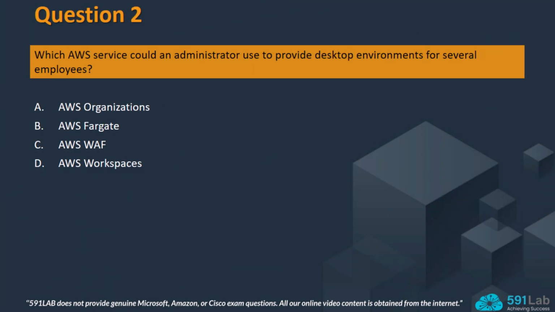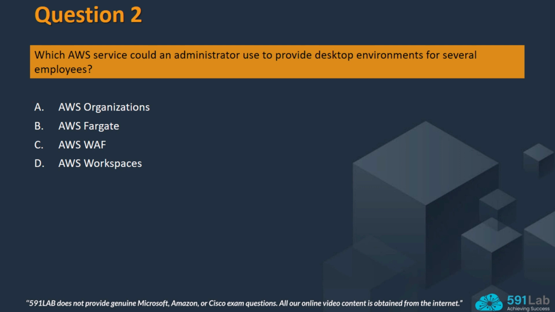Alright, so question number 2. Which AWS service could an administrator use to provide desktop environments for several employees? Let's evaluate each option. AWS Organizations. AWS Organizations is a service for controlling multiple AWS accounts in an organization that you create and centrally manage. This is not the correct answer.